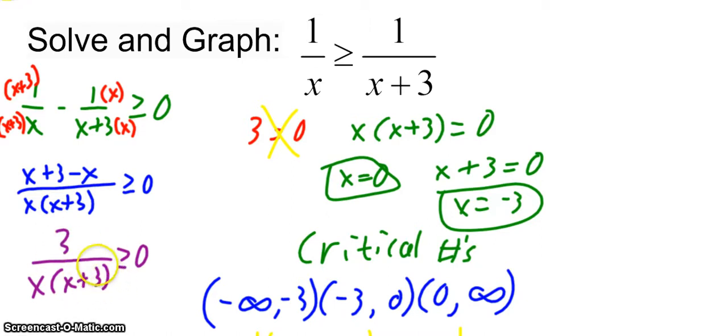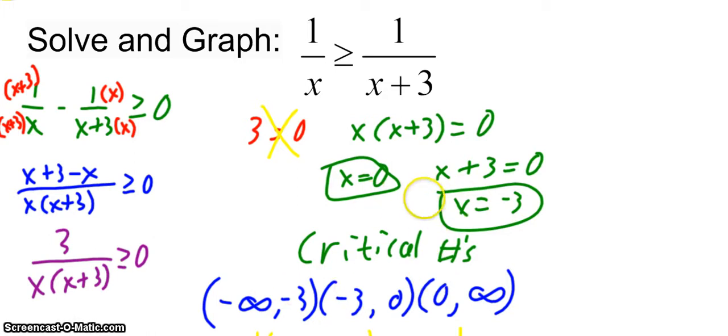Now I found my critical values, so I set the numerator equal to 0. 3 does not equal 0, so that doesn't do anything for me, and I set the denominator equal to 0. x times (x plus 3) equals 0, so x equals 0, that is a critical number. x plus 3 equals 0 gives me x equals negative 3, which is a critical number.